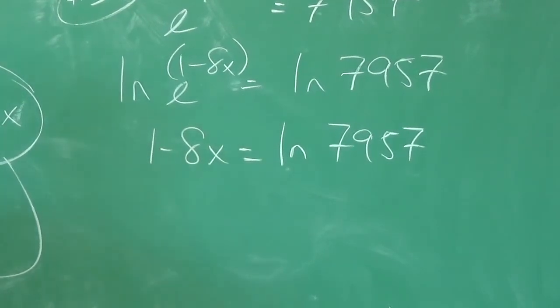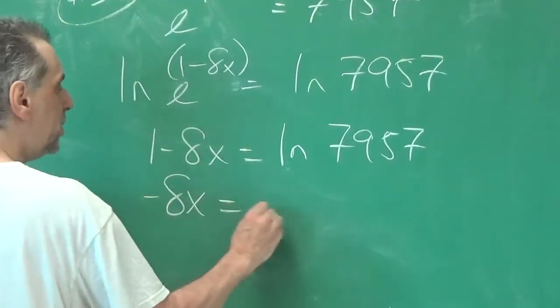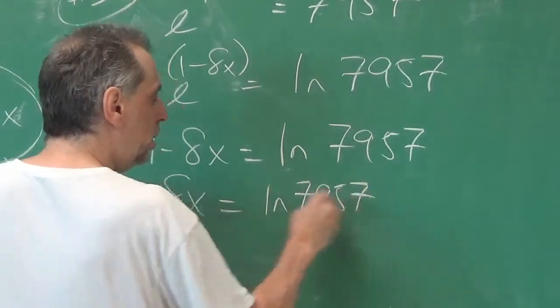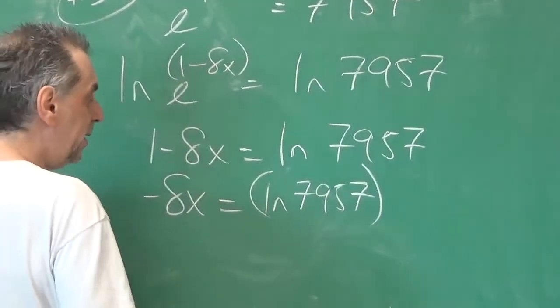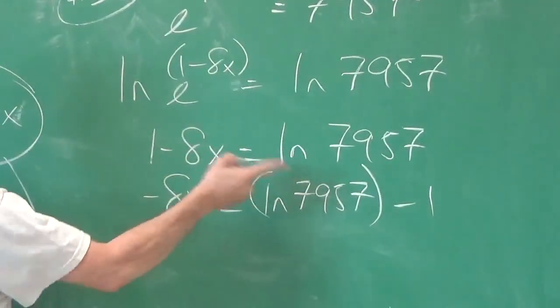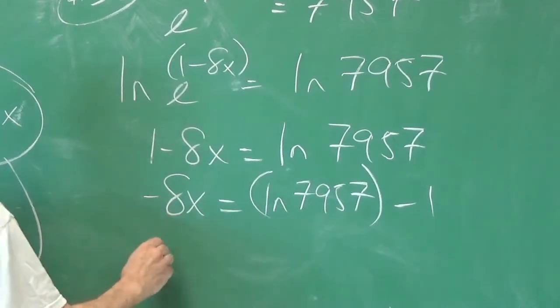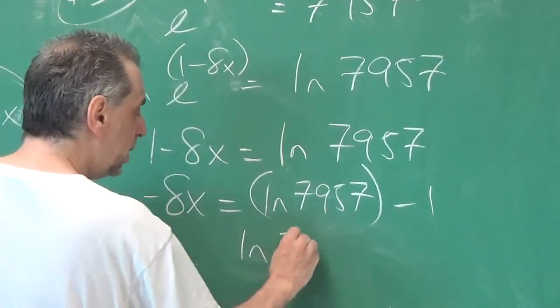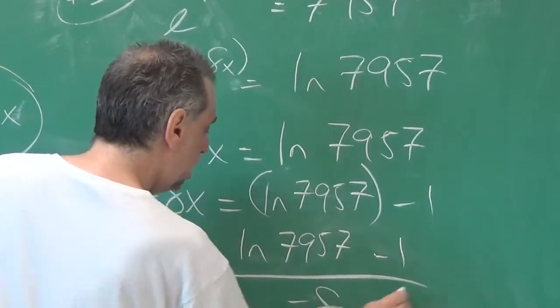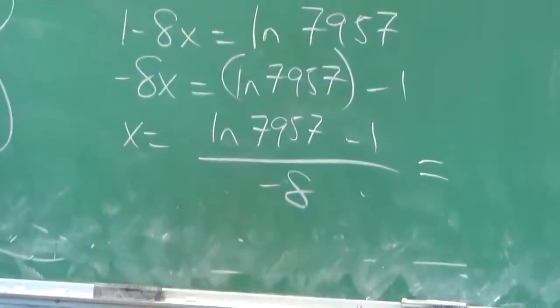We know how to solve linear equations. We isolate the term with an x in it. This thing is just a number. We plug it into the calculator. We subtract 1 from both sides. And then we're going to divide by -8. So plug that into the calculator, please, and see what we get there.